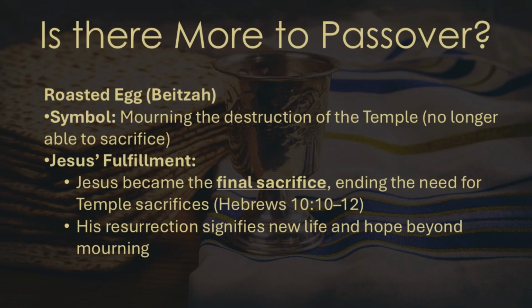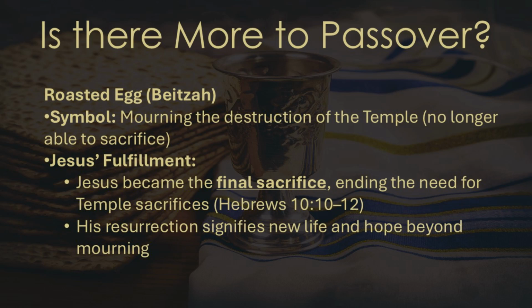"For truly I say unto you, until heaven and earth pass away, not the smallest letter or stroke of a letter shall pass from the law until all is accomplished." So if you want to read that in English, say not the crossing of the T or the dotting of the I will pass until all is fulfilled. How about the egg? They used it to mourn the destruction of the temple. Jesus actually became that final sacrifice, ending the need for the temple sacrifices.